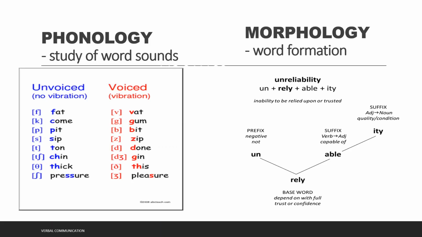So I got here fat, which has F to emphasize. Calm, the letter C. Pit, sip, tone, chin, thick, and pressure. So there is a specific letter that would guide us to pronounce the whole words. Okay. On the voiced part, we get vat, gum, bit, zip, done, gin, this, and pleasure.